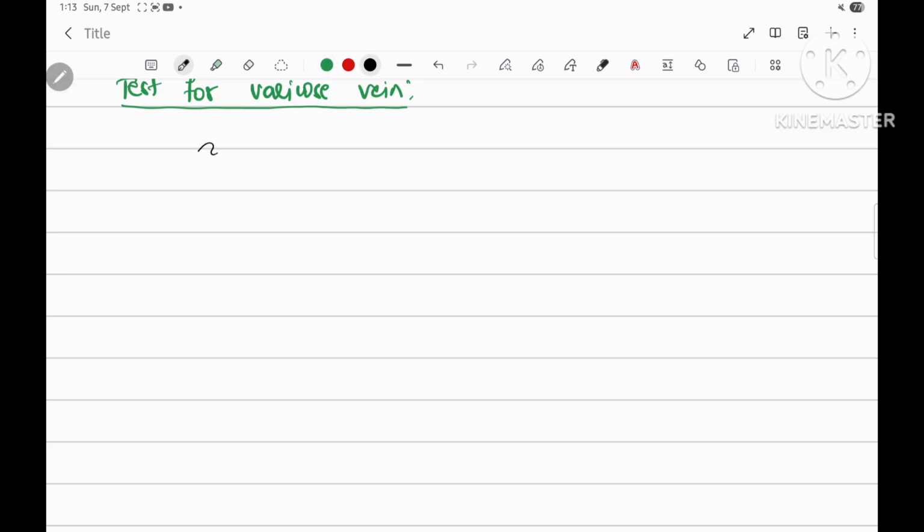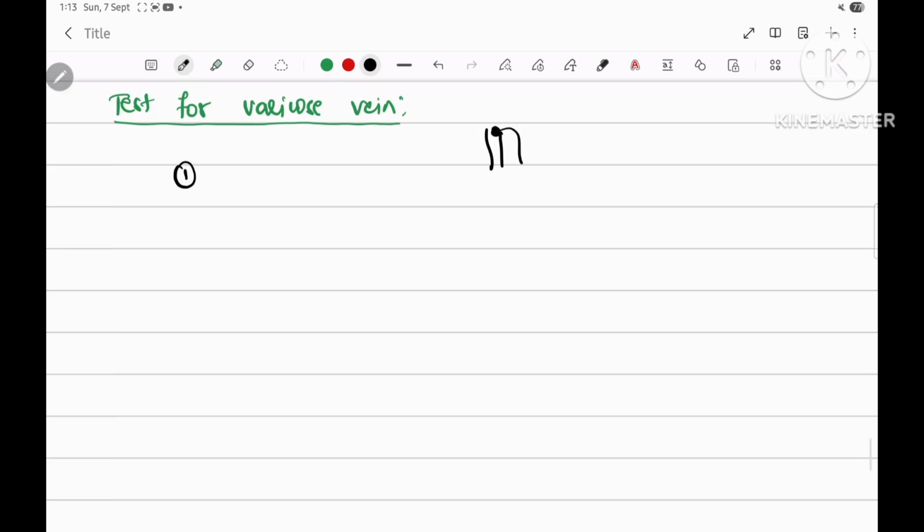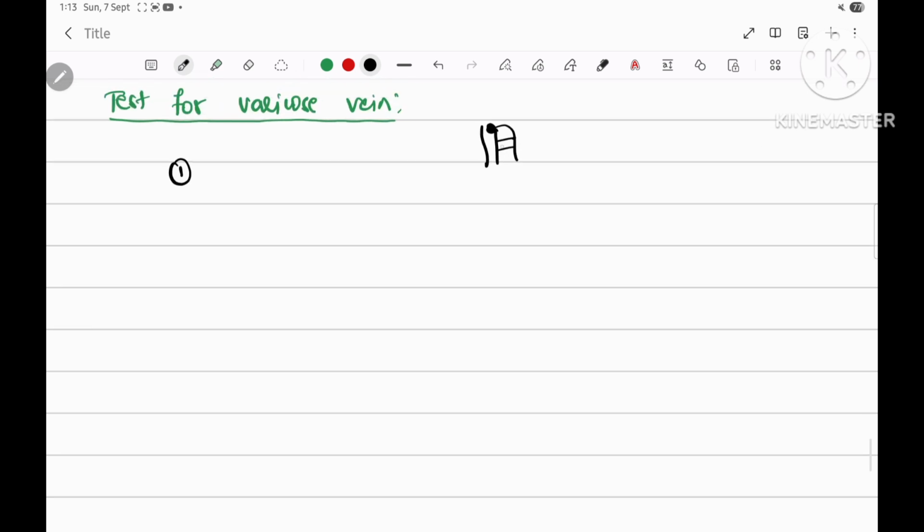The first thing is, we have to know whether the incompetence is at the saphenofemoral junction. Suppose this is the femoral vein, either this incompetence is in this saphenofemoral junction or in these perforators. We have to know that. So the first test which we do is for the saphenofemoral incompetence. What are the tests which we do for this? The first one is the Trendelenburg test.